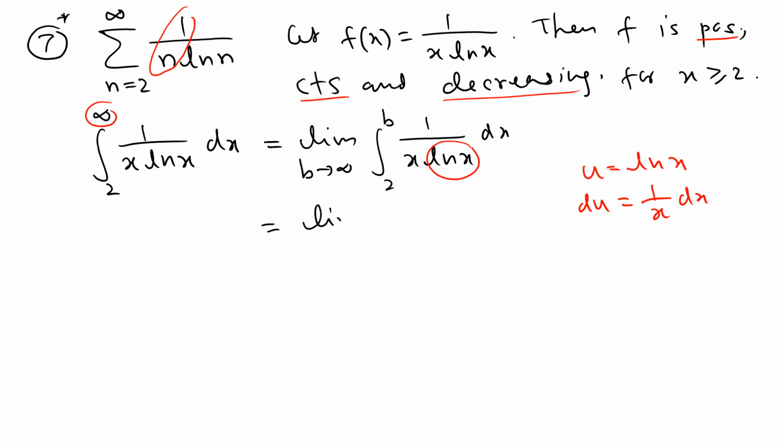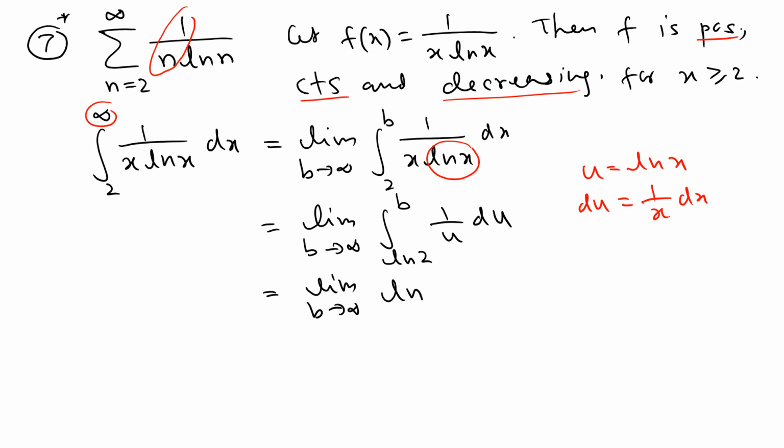So you can write this as the limit as b goes to infinity. We can still use b, but the 2 now becomes ln 2 because it's under the new variable, and the upper limit is ln b. You can see that 1 over x dx is du, so this simply becomes 1 over u du. This is a very simple integral. The limit as b goes to infinity of ln u. This is positive, so we don't need the absolute value, but we can still write it, from ln 2 to ln b.